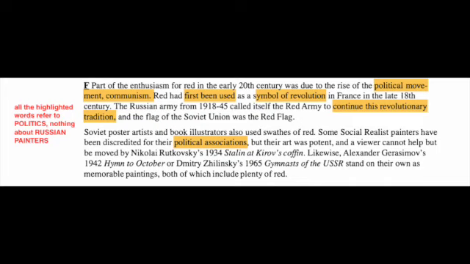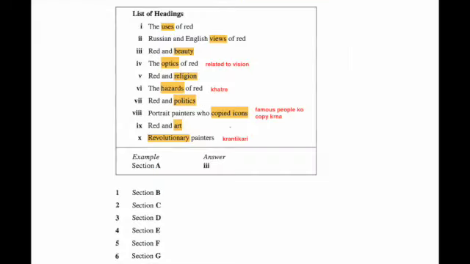When we skim the next few lines, it says something like Nikolai Rutkovsky, Stalin at Kirov's coffin, Alexander Gerasimov, Hymn to October. So they're talking about certain paintings here, but nothing about revolutionary paintings. So they're basically talking about political associations. Option 7 is the right answer, red and politics.